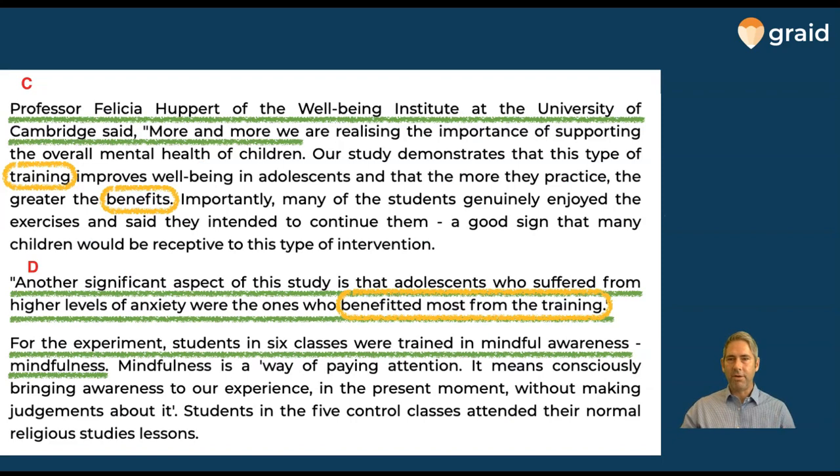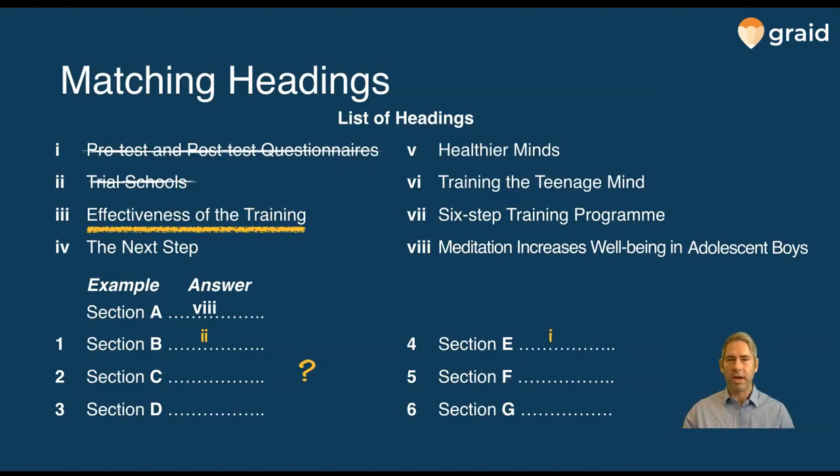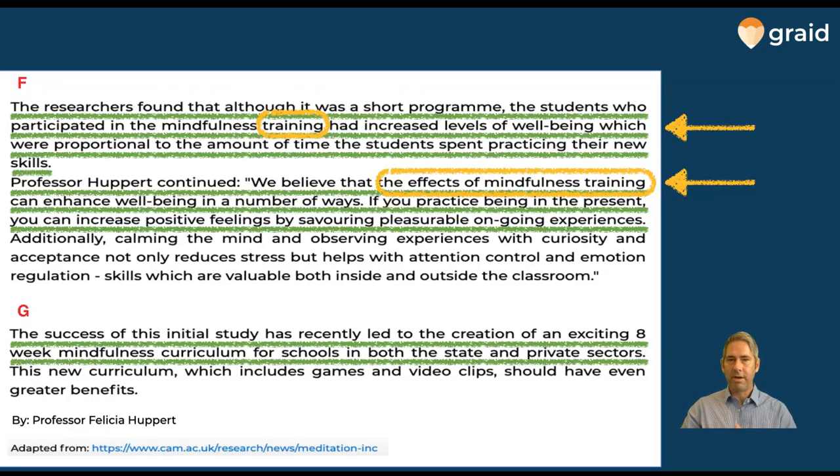So as I scan through, I can see the term training and benefits in section C, and then in section D, I can also see benefited most from the training. Now, I'm a little unsure, so I put a question mark and I continue to do some more scanning because neither of those really seem to match the heading itself. As I move on, I do some more scanning. I find the term training in section F.